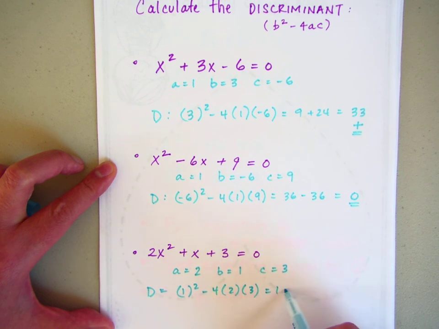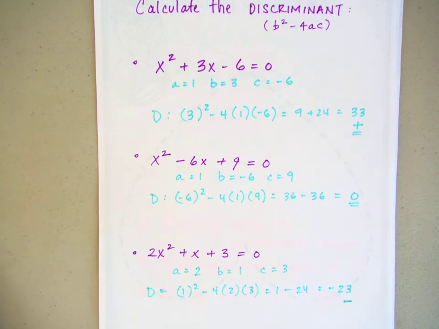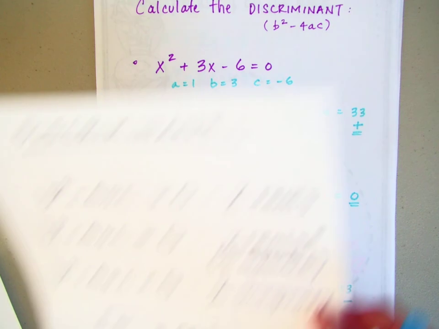And that's going to be 1 minus 4, 8, 24. -23. Of course, the key here is that it's a negative value. Okay. All right. So let's just practice on calculating the discriminant. Now, what does the discriminant do? What did we just calculate?